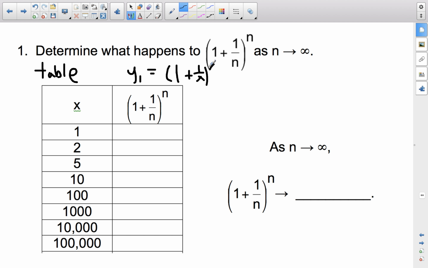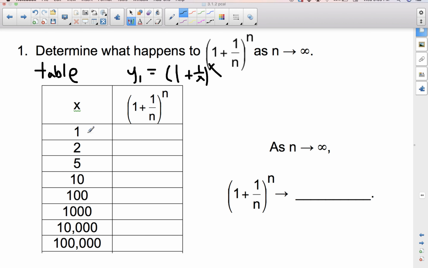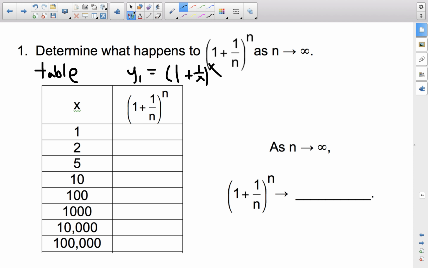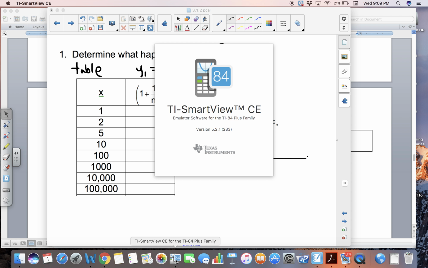And I want to see what happens to this function as x gets large. So yeah, I guess I'll do that real quick for you guys. Let me get out of that. Here's my calculator. I don't want you to worry so much about this other than to realize this is where this number is coming from.